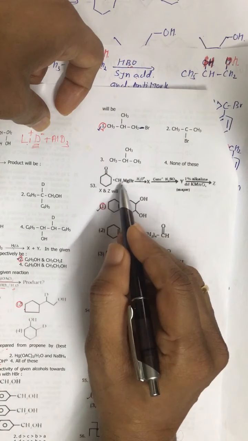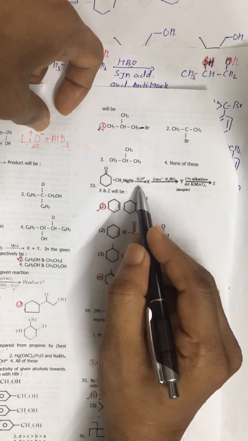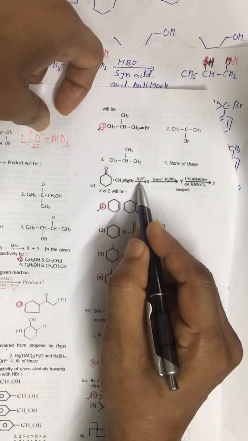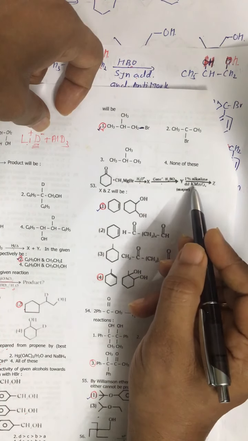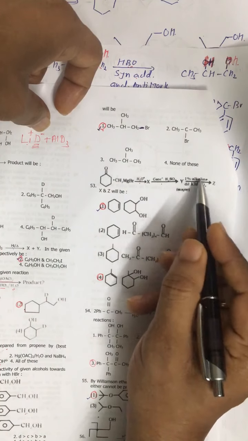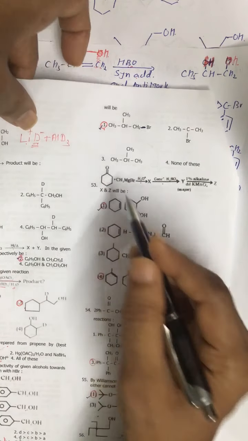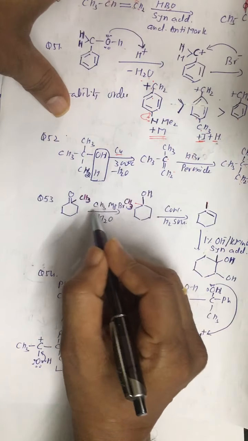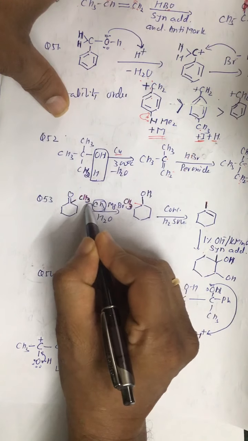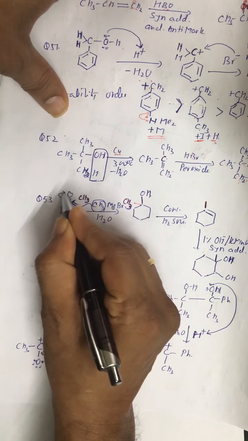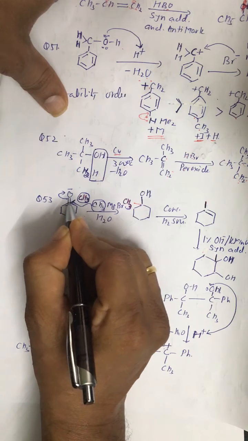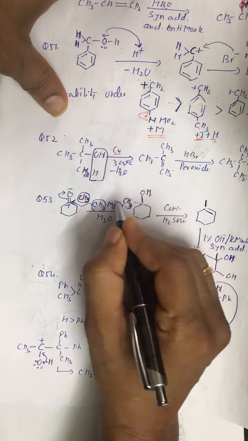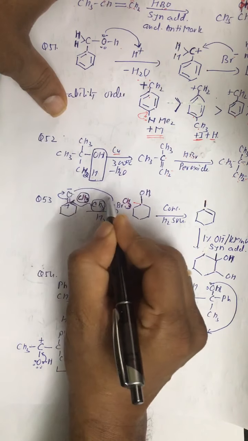This is cyclohexanone plus methyl magnesium bromide. Then it is hydrolyzed, then treated with concentrated H2SO4, then 1% alkaline KMnO4, dilute KMnO4. That is Baeyer's reagent. Alright, so look at the reaction. What happens? The CH3 group attacks this carbon atom, since this is negative and this is positive charge. The methyl group gets attached to this carbon atom.